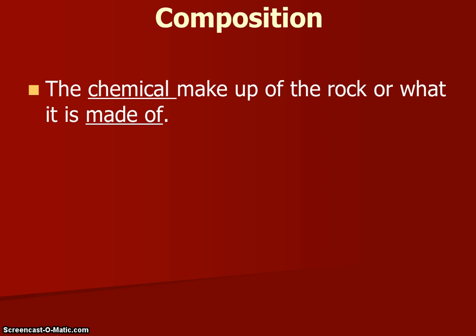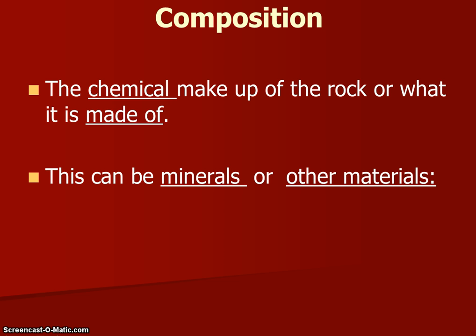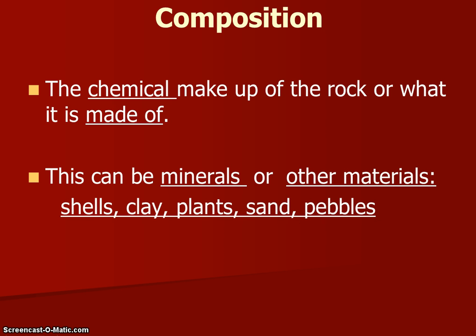Composition is basically what something is made of. It's chemical makeup. What actually goes in to making up those different types of rocks. So for rocks, we have two basic categories of the composition of the rock, and it's either mineral or other materials. And some of the other materials that rocks are made of are shells, clay, plants, sand, and pebbles.